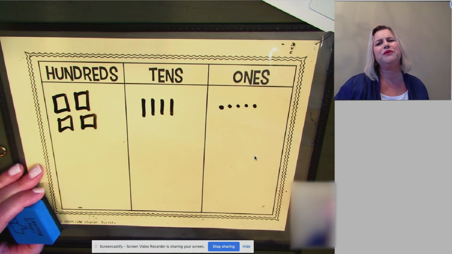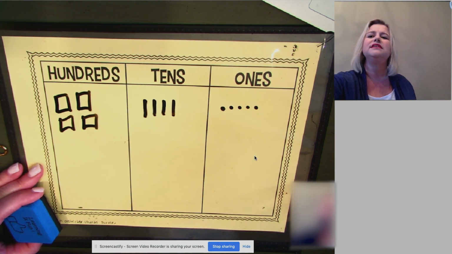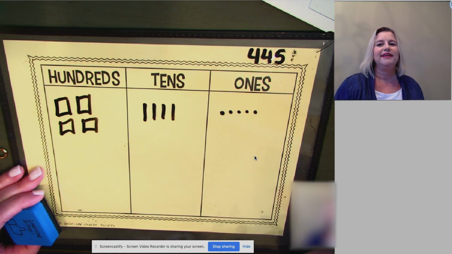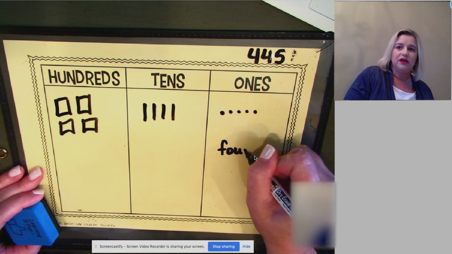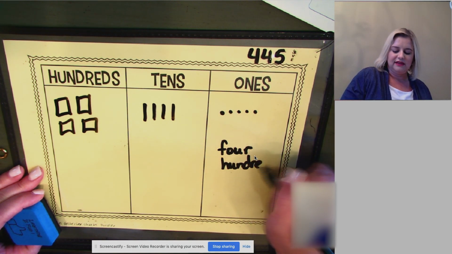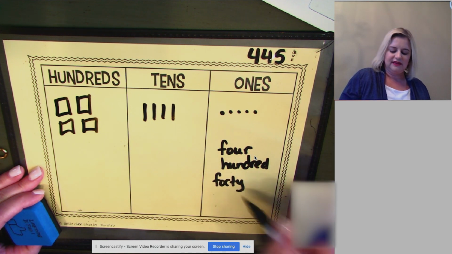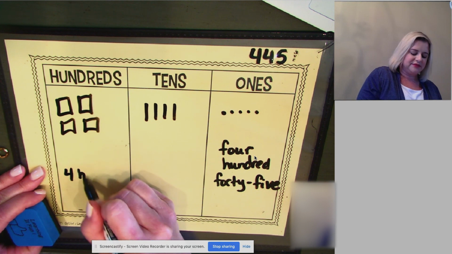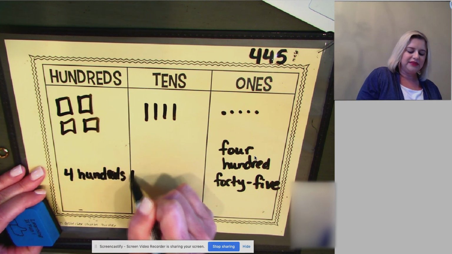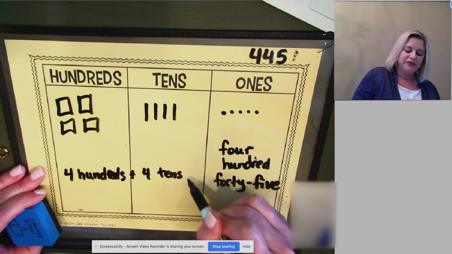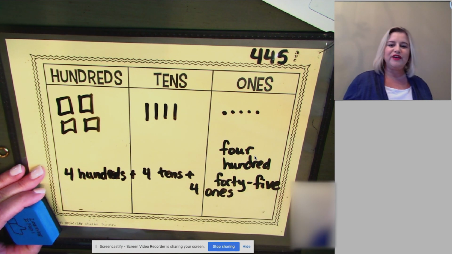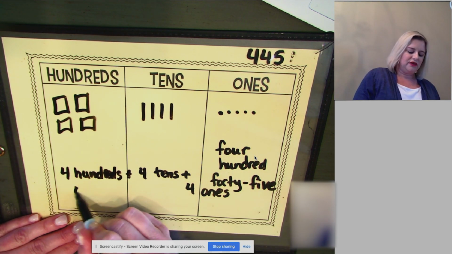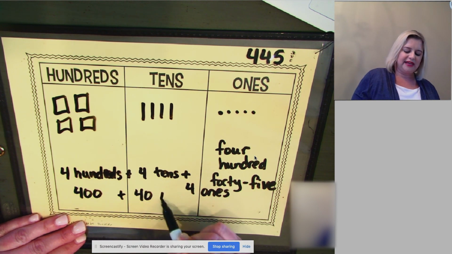Now, tell me all the different ways we can write our number with numbers and words. Yes, we can just write at the top 445, the number. Very good. With words, we can say 445. Excellent. We can also say 400s plus 4 10s plus 4 1s. Very good, boys and girls. Can you think of another way we can write it? Yes. 400 plus 40 plus 5.